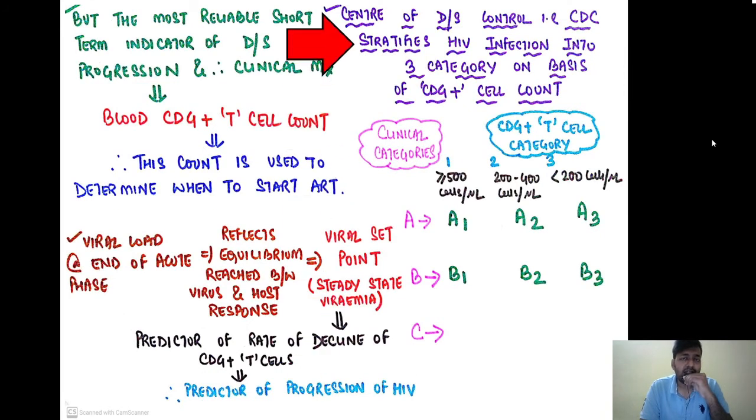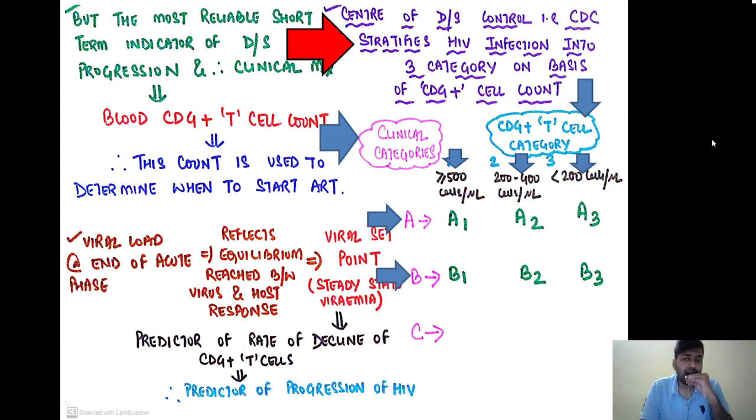Now the Center for Disease Control, that is the CDC, has stratified HIV infection into 3 basic categories based on the CD4 plus T cell count, and they have divided them into many clinical categories. So there are 3 important clinical categories, that is A, B and C, and clinical category A is divided further into A1, A2 and A3 depending on the CD4 plus T cell count. For example, if the CD4 plus T cell count is more than 500, then it is A1. If it is between 200 to 400, it is A2. If it is less than 200, it is A3.